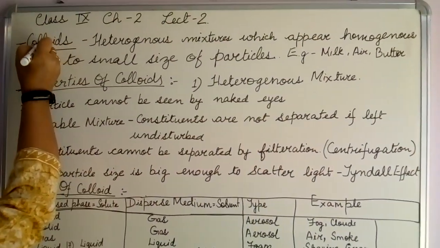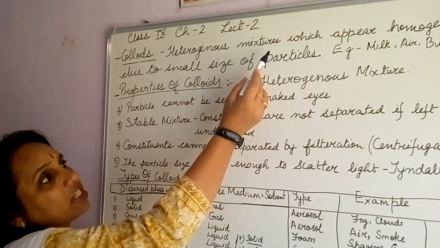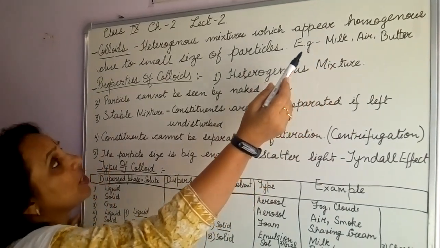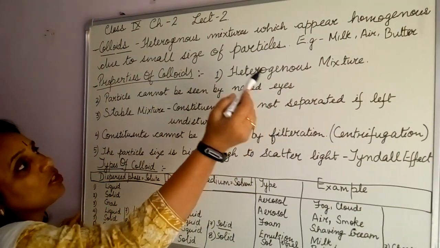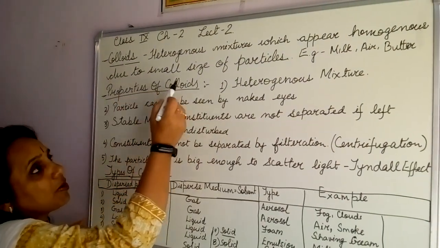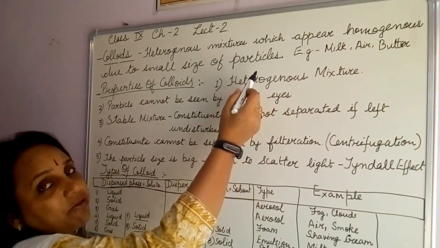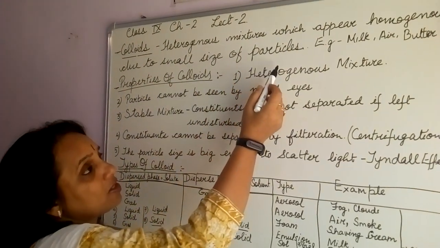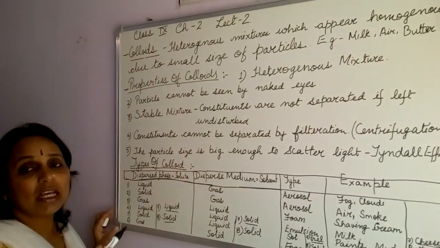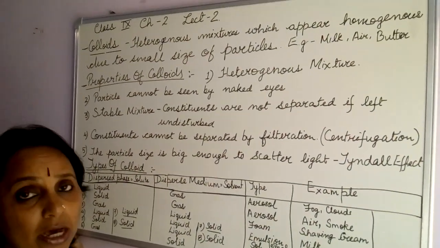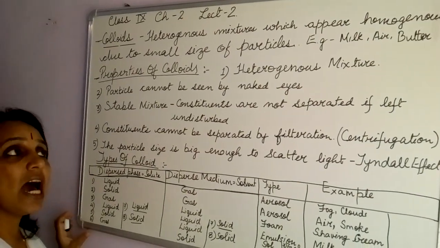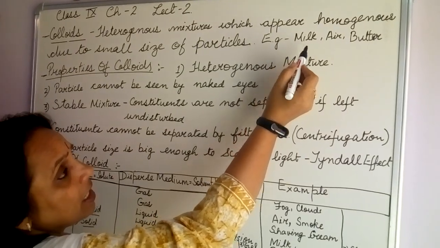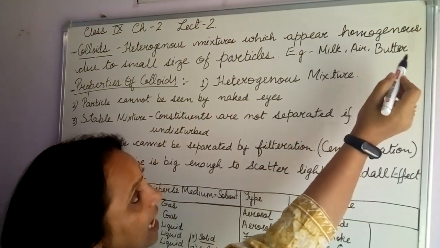What are colloids? Colloids are heterogeneous mixtures which appear homogeneous. That means they look as if they are homogeneous. Why do they appear homogeneous? Because the particles that make up the colloids are very small. They cannot be seen by the naked eyes. Thus they appear homogeneous, but in reality they are heterogeneous. Some examples of colloids are milk, air, butter, etc.